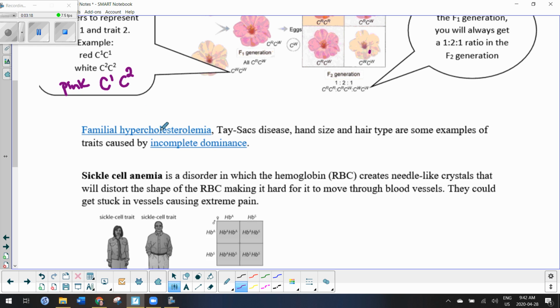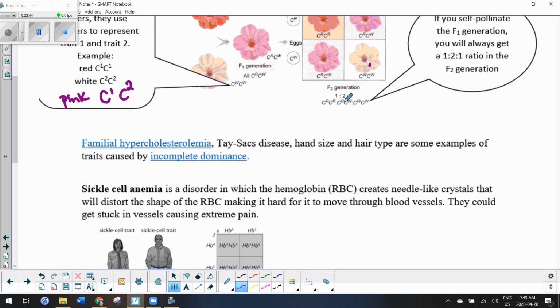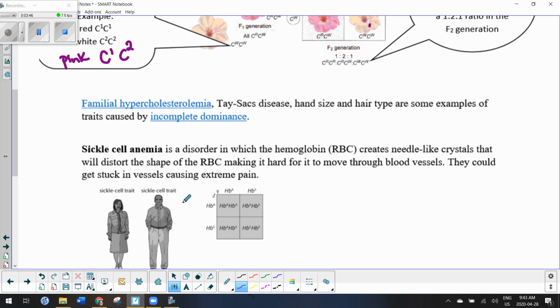Some examples, and you can click these links on the digital version of the notes package, which is back on your monohybrid post. Familial hypocholesterolemia, Tay-Sachs disease, hand size, and hair type are all examples of traits that are caused by incomplete dominance. And as you looked up here, flower color can be another one. Sickle cell anemia, this is an important trait. You see this quite a bit on tests.